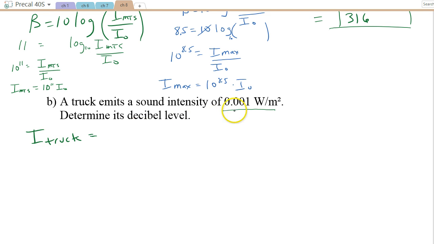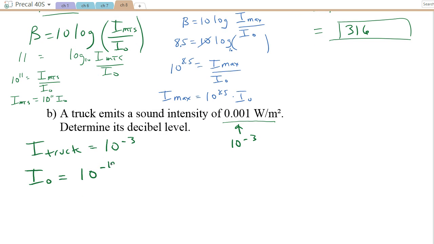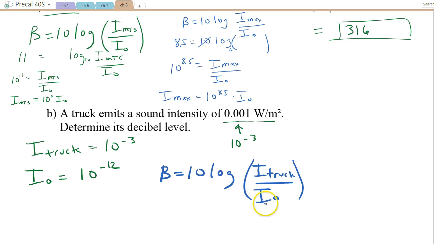which is equal to, let's convert this into 10 to the power of something, 10 to the power of negative 3. So this is the same thing as 10 to the negative 3. And our threshold of hearing is equal to 10 to the negative, what was it? I forget. Was it negative 12? Okay, negative 12. All right, so bringing out our excellent formula again, we can say that beta, in decibels, is 10 times the log of whatever intensity we're interested in, in this case our truck, all divided by the threshold of hearing.